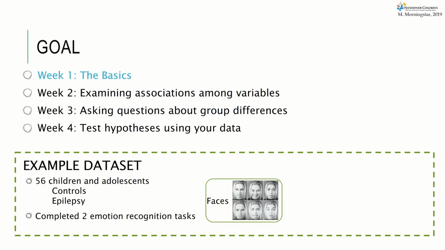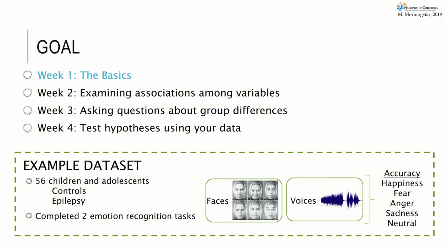For the tasks, we first had them look at different emotional faces, not these, this is a Google photo of it, but emotional faces, and decide what emotion the face was conveying. They did the same thing, but now instead of faces, they heard emotional voices. From this, I have put together a measure of accuracy for each of the 5 emotions that were in the task: happiness, fear, anger, sadness, and neutral. This is just the context for the data that I'll be using to go through the different examples.